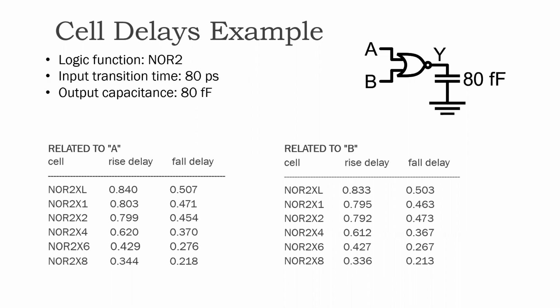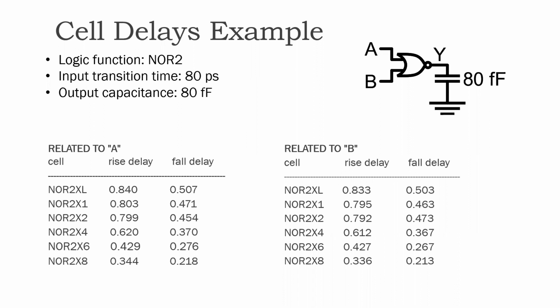right? It is important that the non-transitioning input is at 0, because if it was at 1, then obviously this NOR gate will not, the output will not switch. So just imagine that one input is at 0 and the other input is transitioning, and the transition time of the transitioning input is 80 picoseconds.